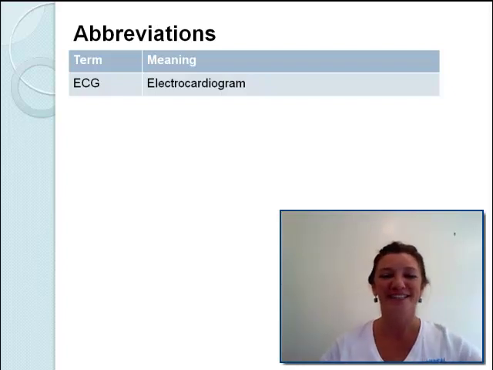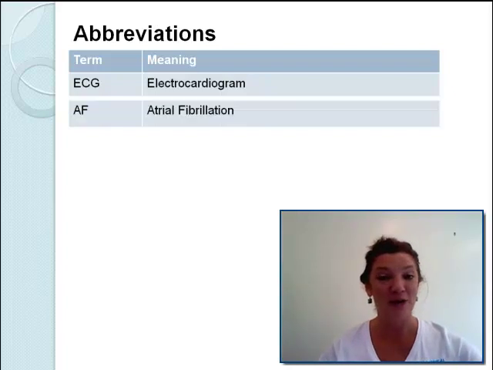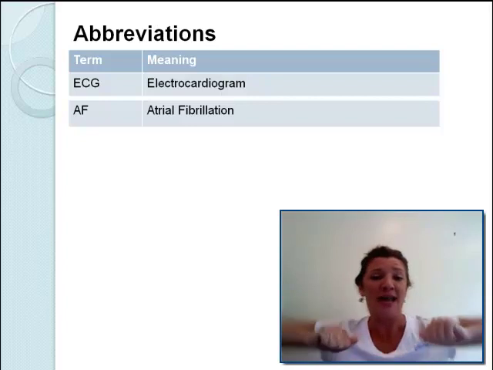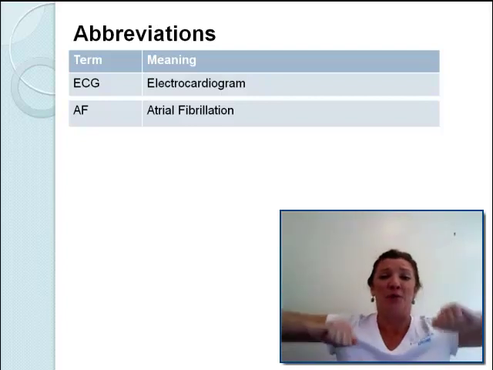Some abbreviations. An ECG, electrocardiogram. This was the tracing of the heart, measuring the electrical activity of the heart. And one of the things that may show up on an ECG would be AF, atrial fibrillation, when the atrial chambers are quivering away rather than pumping properly.